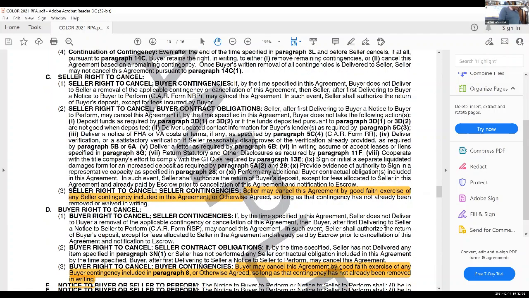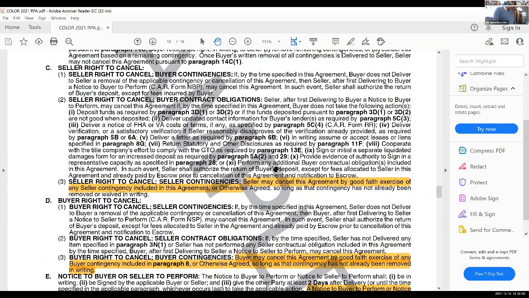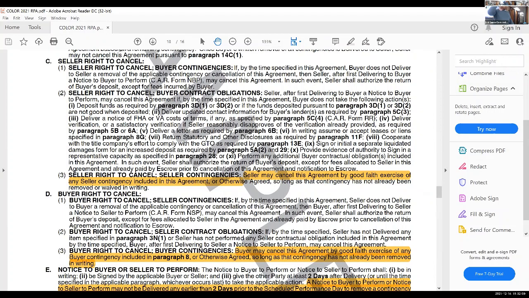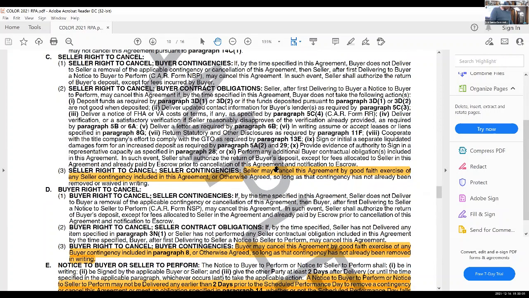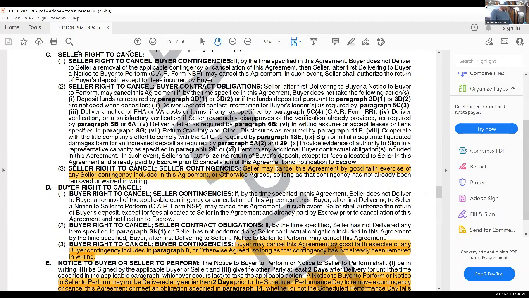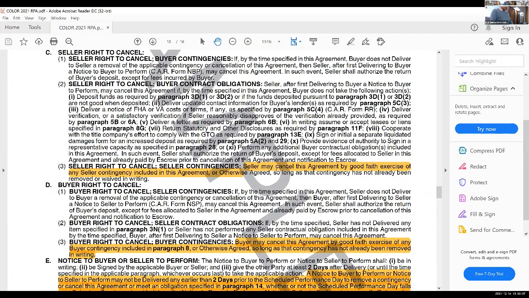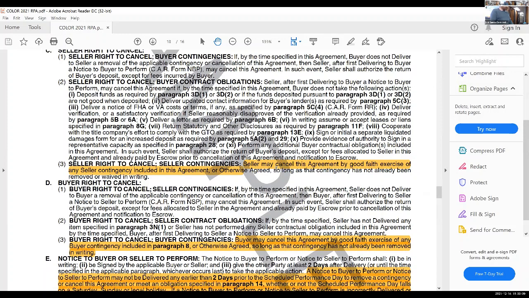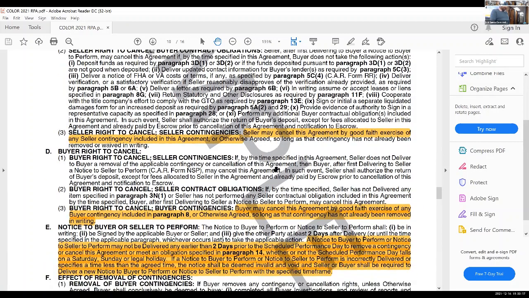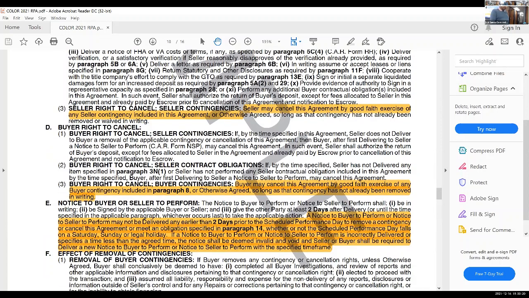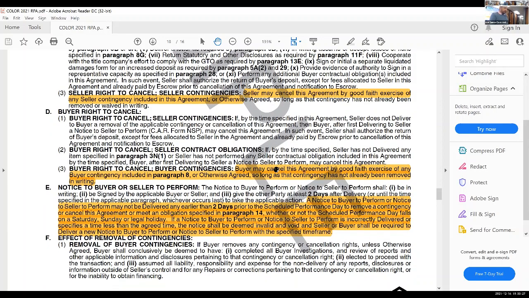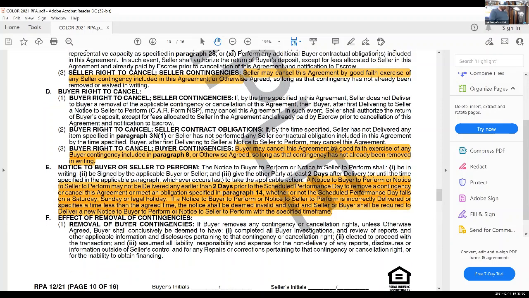All right. Seller's right to cancel. If the buyer doesn't remove their contingencies in time, after a notice to perform, the seller can cancel. Outside of that, not a good idea for the seller to cancel. Typically significant consequences for that seller cancellation with no reason. Buyers also may cancel, but there's a consequence of losing your deposit, depending on the timing. And again, the notice to perform.